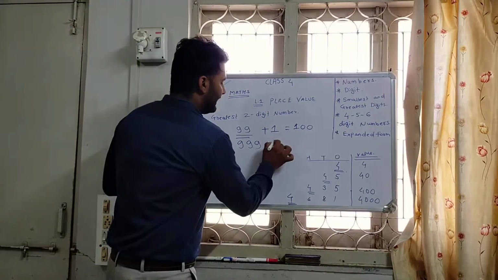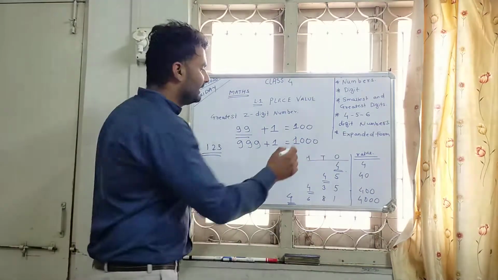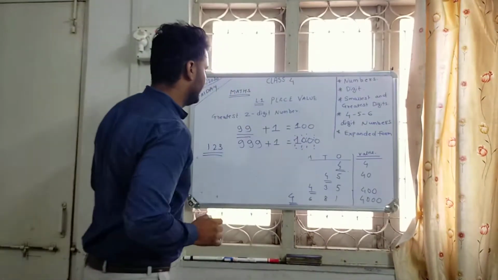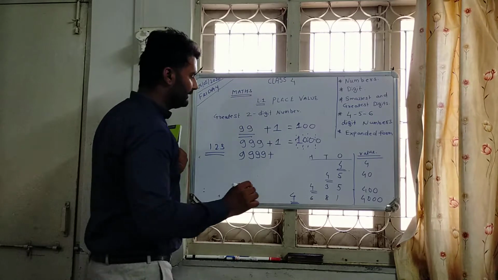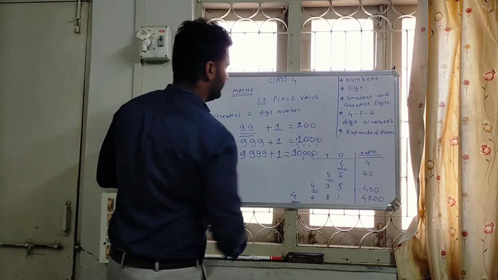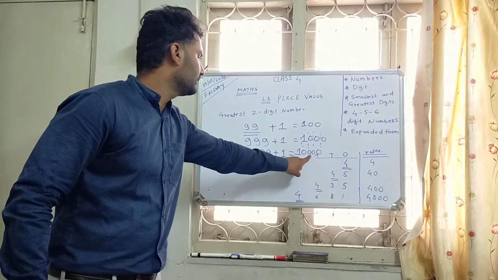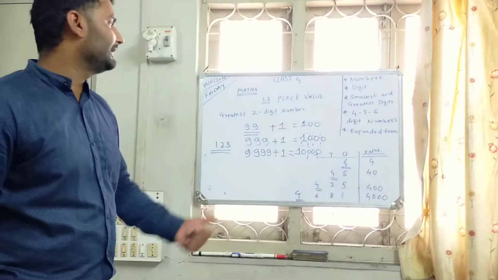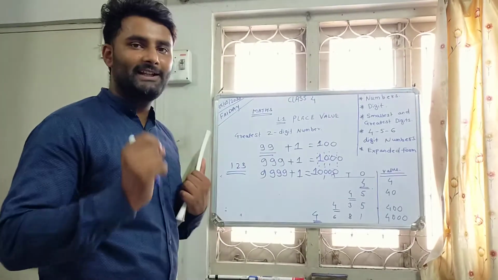Similarly, if I add 1 to it, I'll get 1000, and 1000 is the smallest four digit number: 1, 2, 3 and 4. After adding 1 to the greatest four digit number, I'll get 10,000. Okay, I'll get a 5 digit number, and this is 1, 2, 3, 4, 5 digits and makes 10,000. How can I read this number? With the help of place value. So we will study place value by the place value chart.